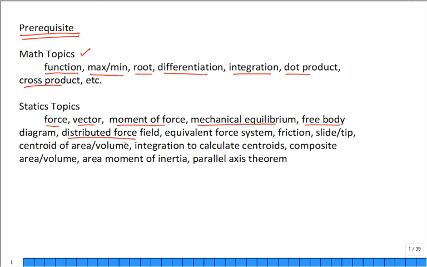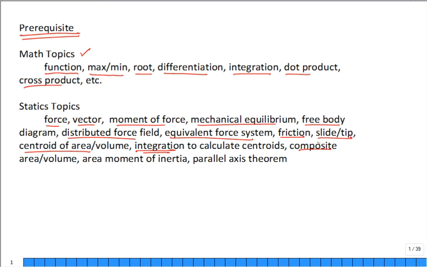You should be able to handle distributed force fields, convert them to equivalent force fields, and handle friction, slipping, and tipping, where it moves out of the equilibrium condition and you're going to have slip or tip. Centroids of areas, centroids of volumes, both by integration as well as using composites to get the equivalent of an area or a volume, which isn't so trivial.